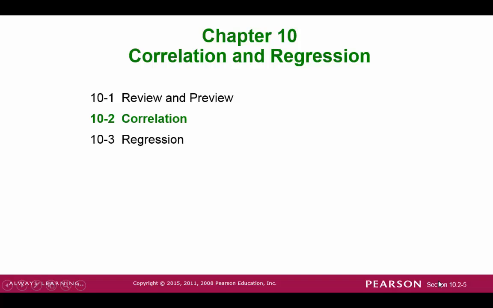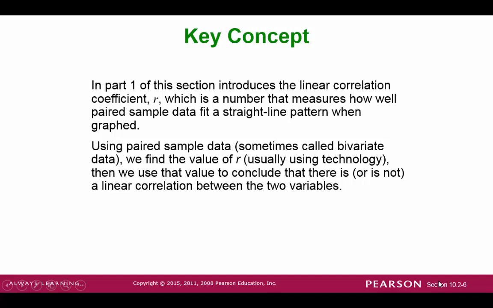Section 10-2, Correlation. The main idea here is to define a correlation coefficient which will give us a number that measures how well paired sample data fit together in a straight line pattern. Finding this number R, the correlation coefficient, is kind of daunting if you were to try to do it by hand. So we will focus on using our calculators to find this value.